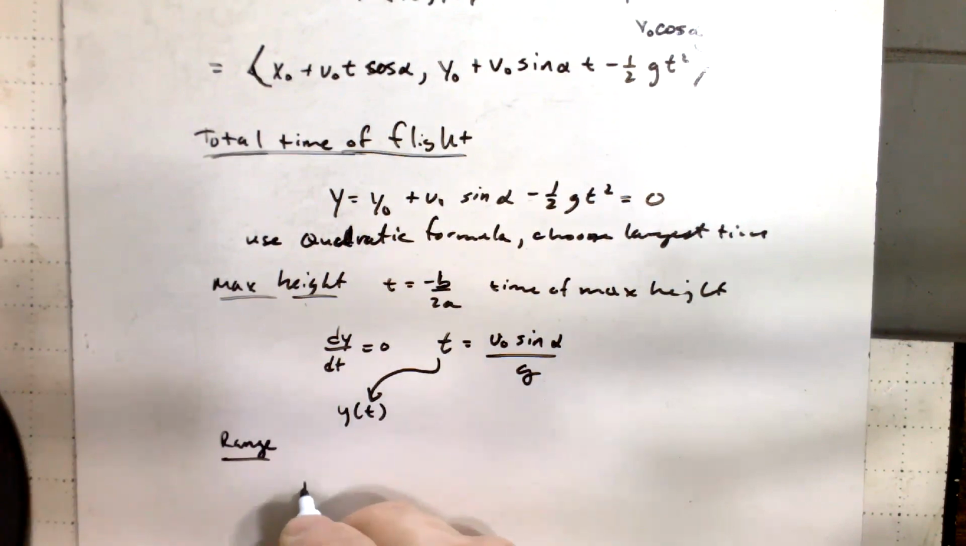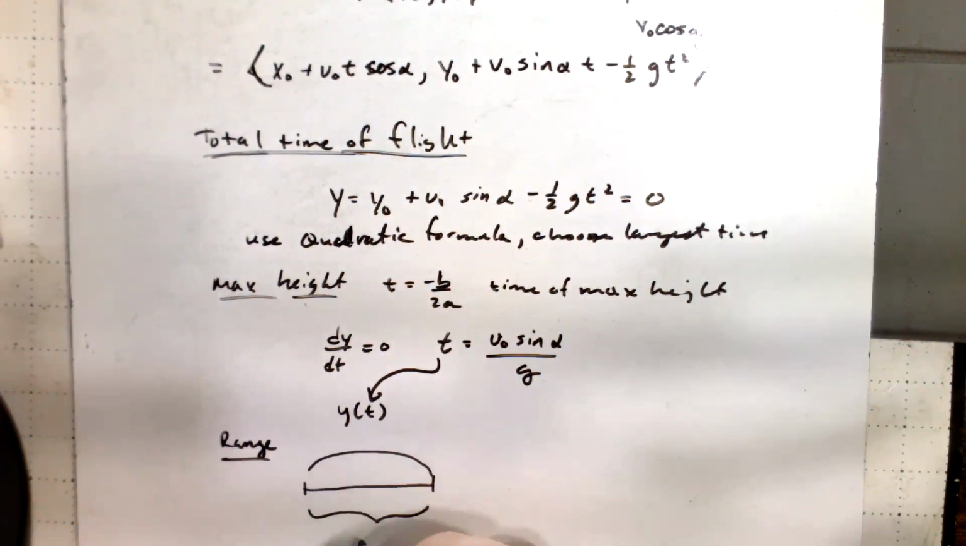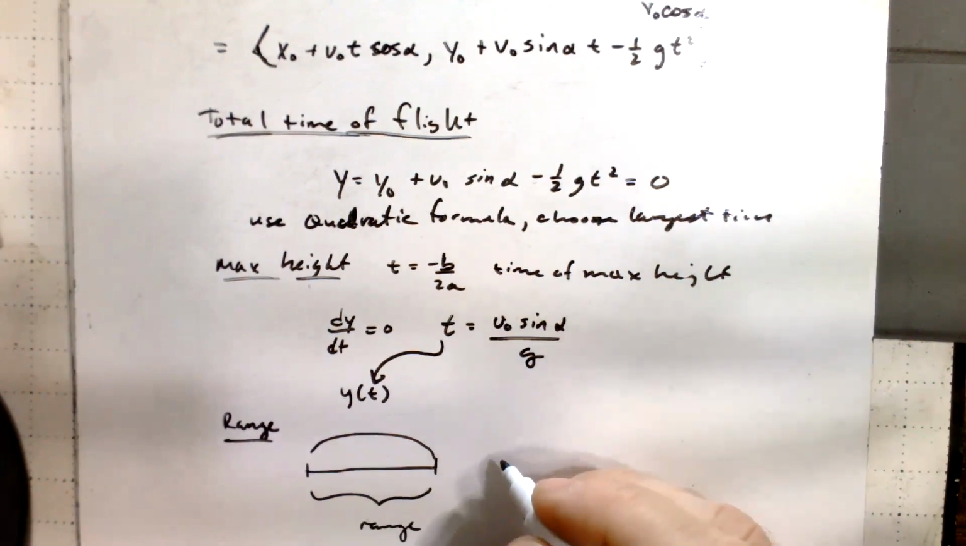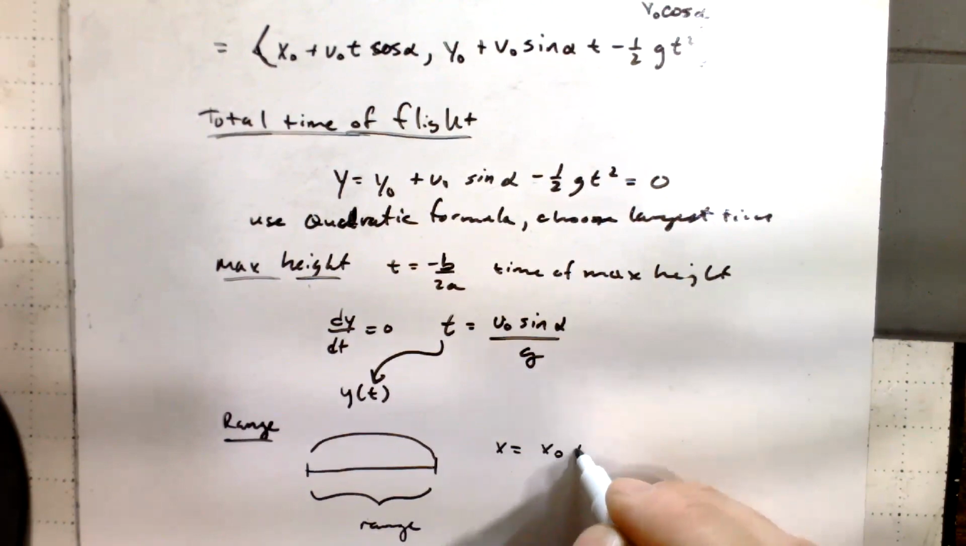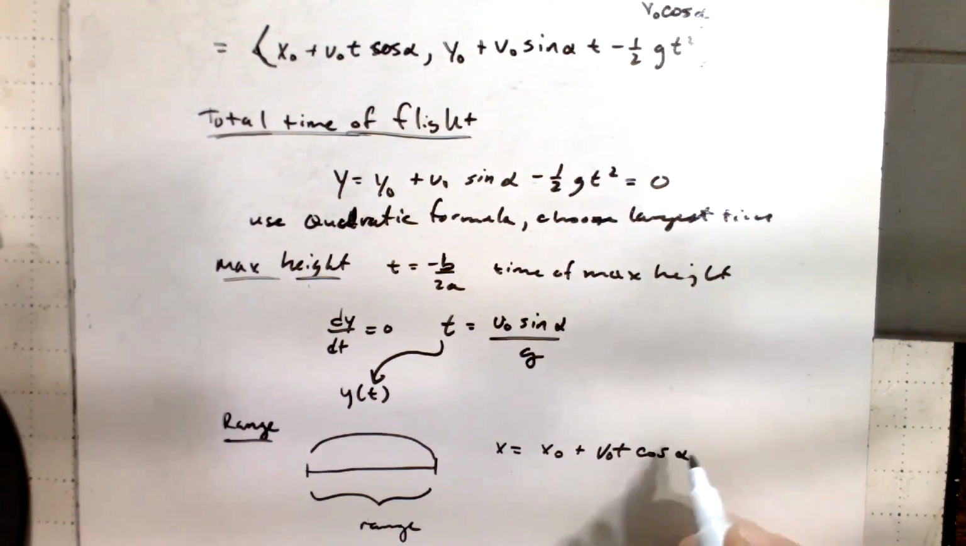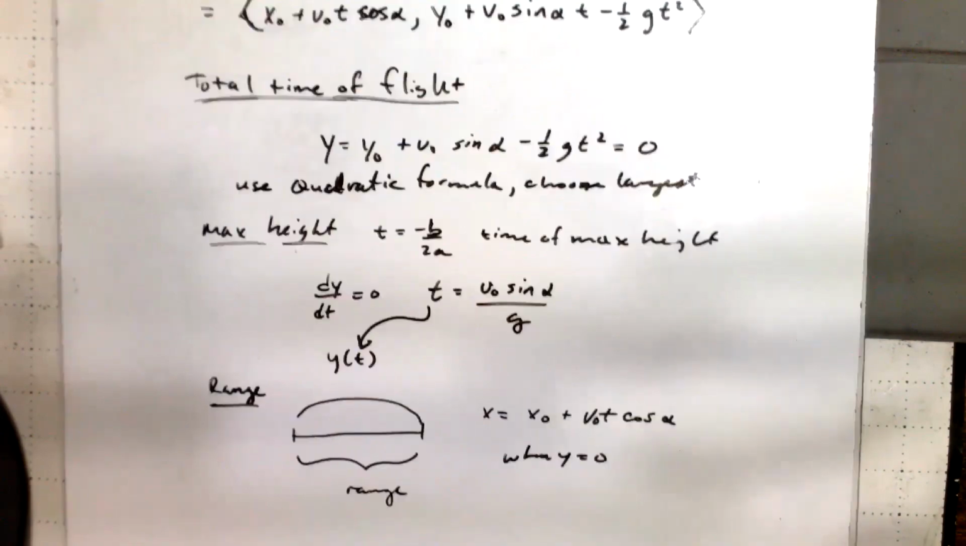Okay, so range is the whole thing of flight. So this is the range, and that's what we're looking for. And to do that, you can use x is equal to x naught plus v naught t cosine of the angle of elevation when y is equal to 0.